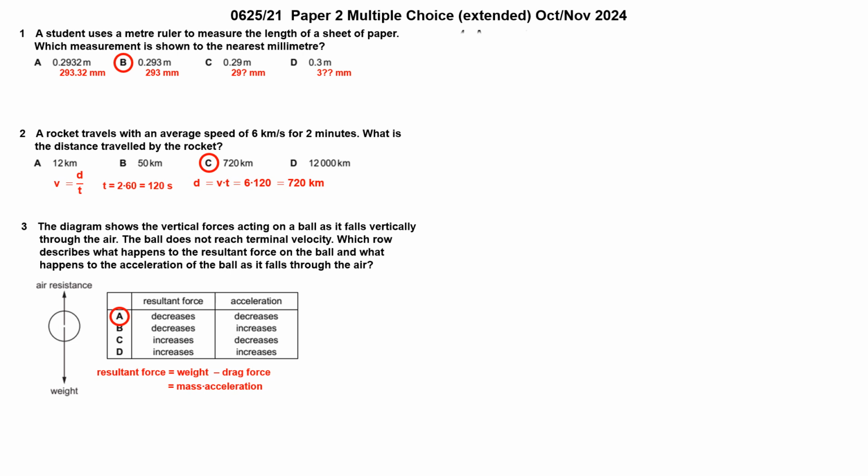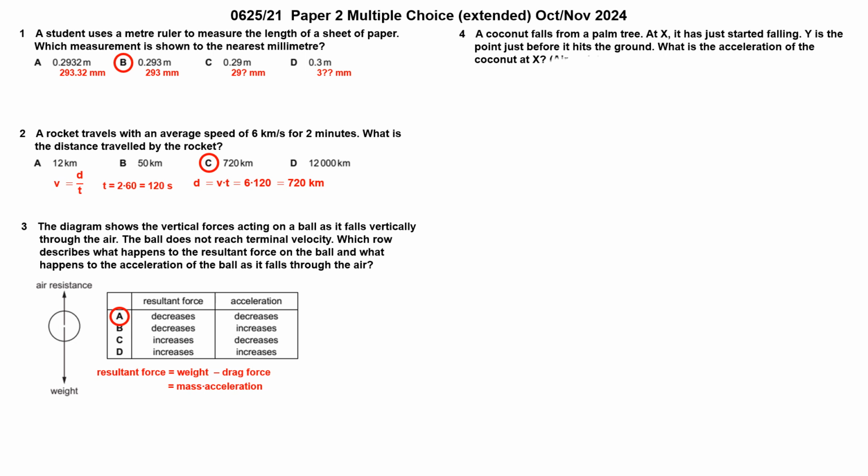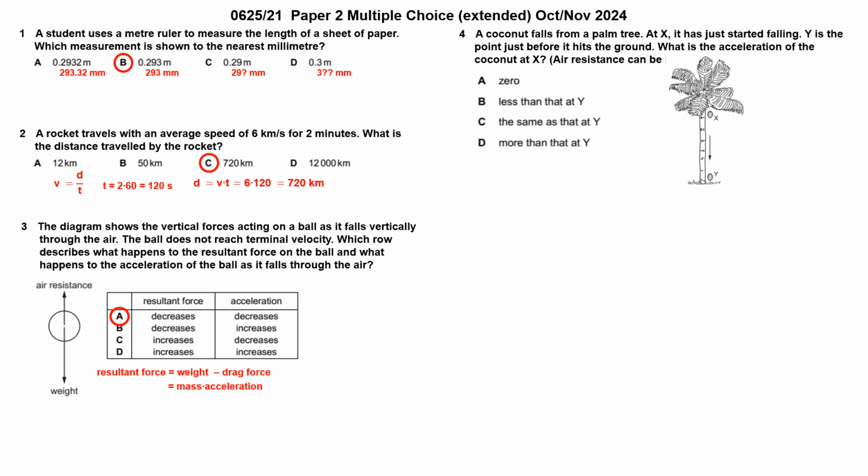Question 4. A coconut falls from a palm tree. At X, it has just started falling. Y is the point just before it hits the ground. What is the acceleration of the coconut at X? To solve this question, you must know that the acceleration due to gravity is constant near the surface of the Earth, regardless of the speed or position of the object. The acceleration of the coconut at Y is equal to the acceleration due to gravity. Therefore, the acceleration at Y is the same as at X.